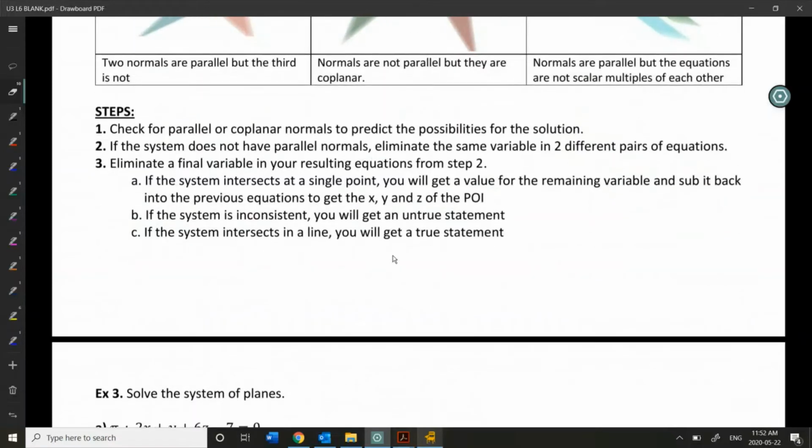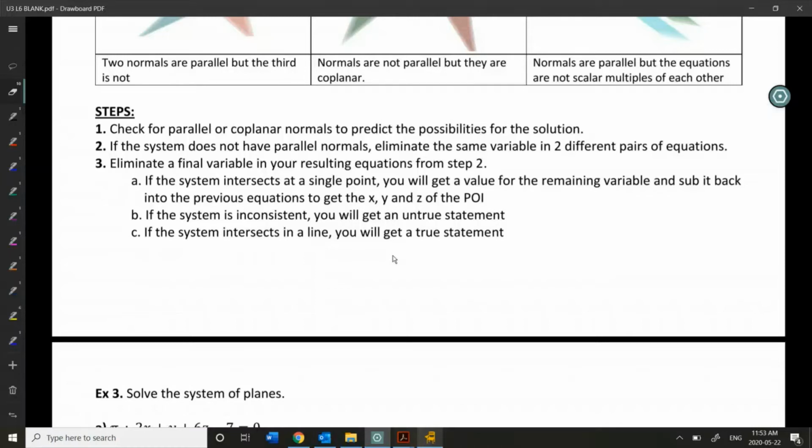So here's what we're going to do to solve for a system of three planes. We're going to check for parallel or coplanar normals to predict possibilities for the solution. If the system doesn't have parallel normals, we're going to eliminate the same variable in two different pairs of equations. You'll see what I mean once we actually get into an example. And then the third thing that we're going to do is eliminate a final variable with our resulting equations from step 2. And there's a couple of things that might happen in that scenario.